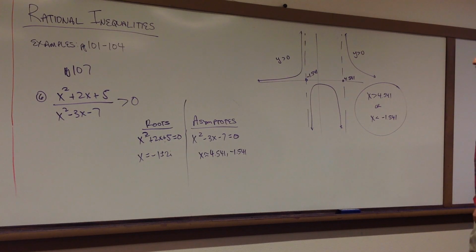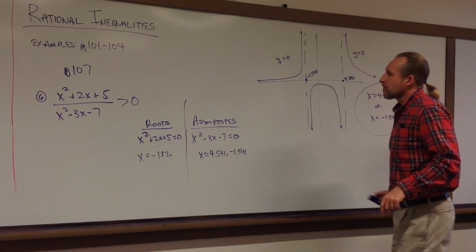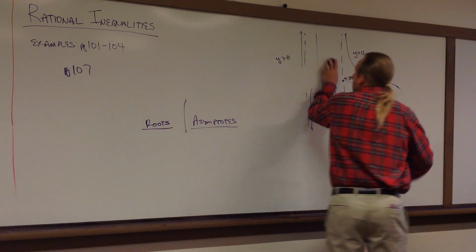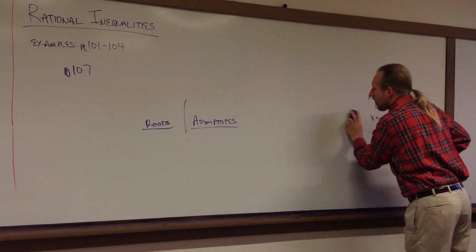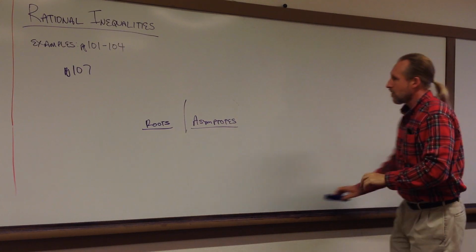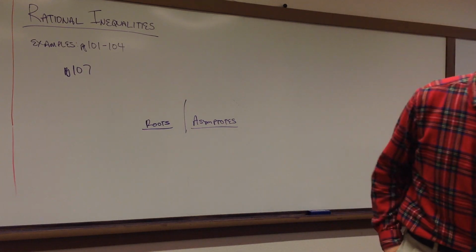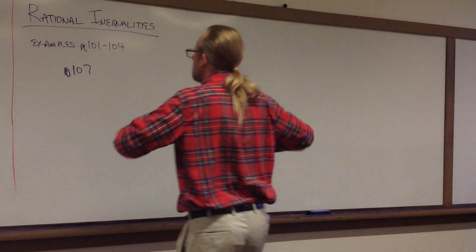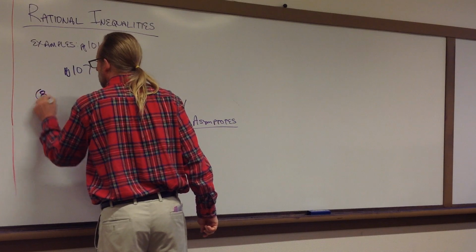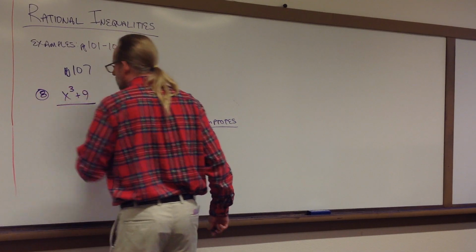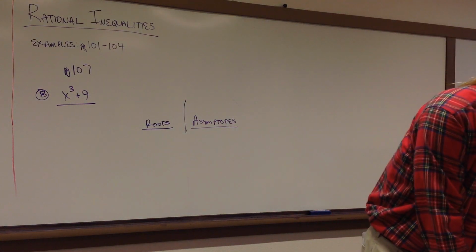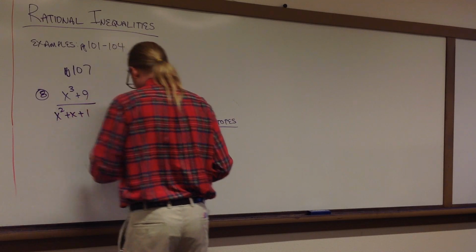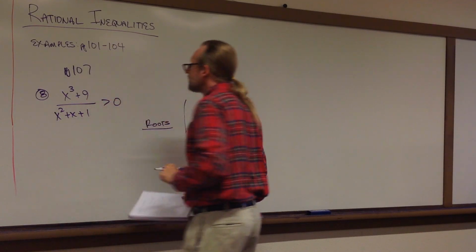All right, let's look at one more here. So, problem 8. What do we get here? X cubed plus 9 on top, and x squared plus x plus 1 on the bottom. And this one, again, we want to know where is the y positive.